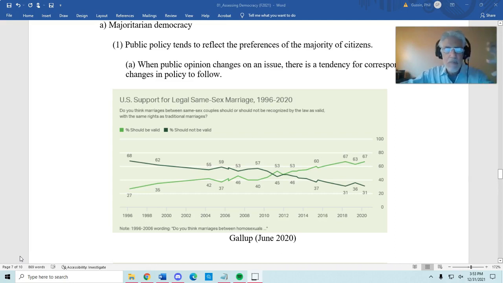Now, you don't need to remember the details of all this, but I want you to understand the general concept. In 1996, the federal government passed a law called the Defense of Marriage Act. The Defense of Marriage Act is a federal law that stated that for the purposes of the federal government, they would only recognize marriages between a man and a woman. They would not recognize marriages between same-sex couples.